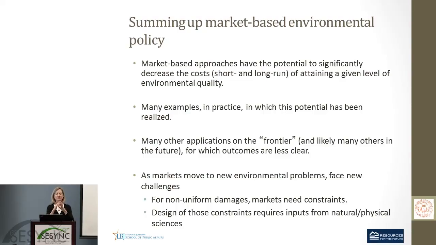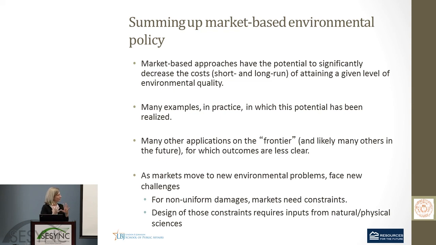So there are all these things to like about market-based approaches. We like that they're cost-effective. We like that they have these long-run incentives for technological change. We like that we see examples in practice where empirically we've actually been able to estimate the cost savings relative to other approaches, and the environmental impacts. We like all that, okay?